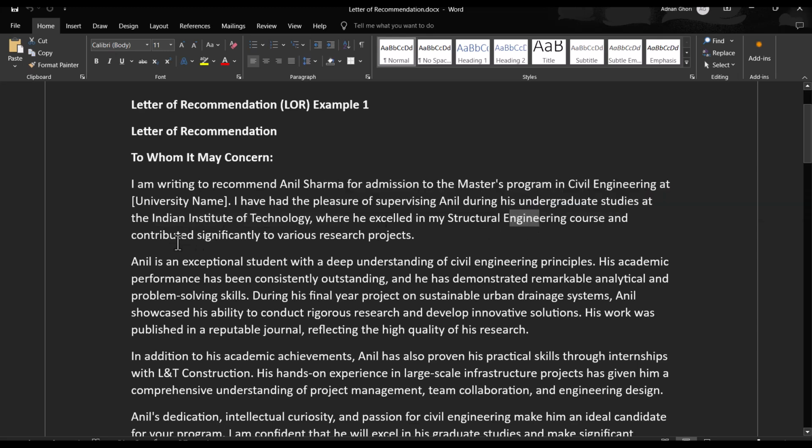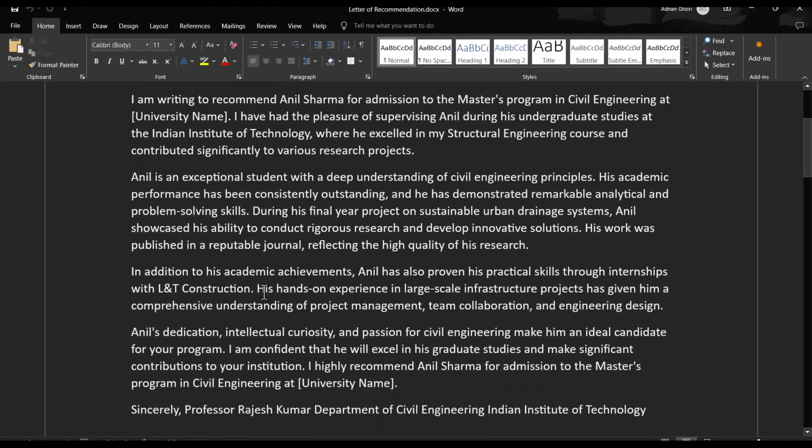Structural engineering course, contributed significantly to various research projects. Deep understanding of civil engineering principles. His academic performance has been consistently outstanding. So these kinds of words you need to mention. Obviously they will mention them, but if you mention something really eye-catching, like you might have worked on a particular project, and on this project you might have published a paper as well, these things you have to mention.